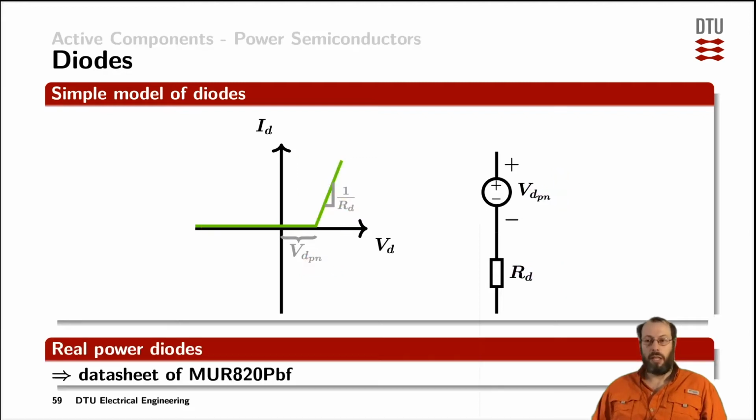Now the third stage of modeling diodes, I would like to get closer to reality and have a look into the datasheet of a very specific diode. And I have chosen the one which is called the MUR820PBF. The PBF means Pb-free, lead-free. So the actual electrical characteristics are mainly defined by the name MUR820.